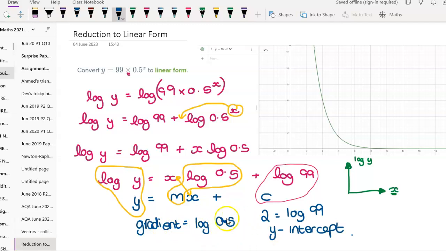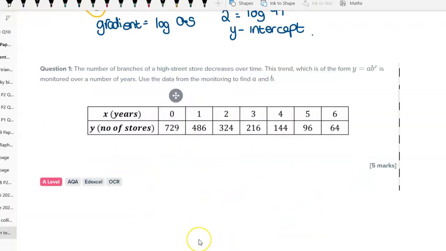Okay, now that was us doing this from scratch. But sometimes they give you the graph and ask you to work backwards from it. So I'm going to go and find one of those and then I'll do that. One moment. Hello, right, I'm back.